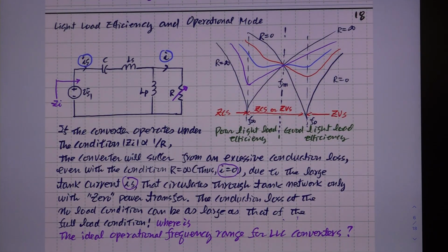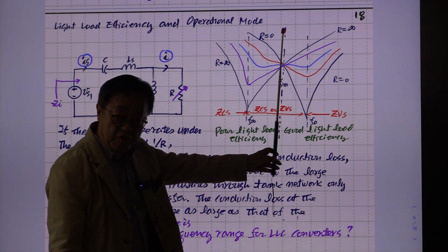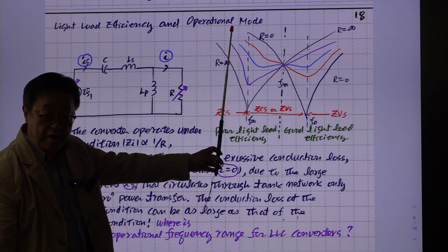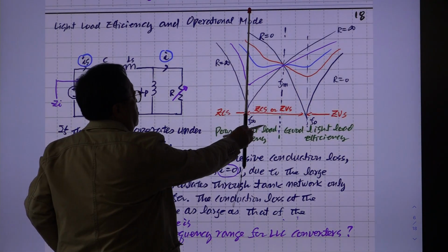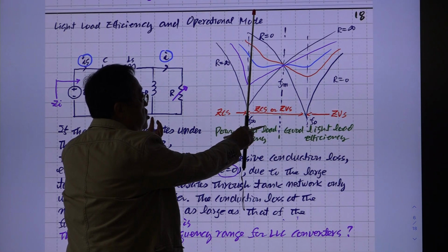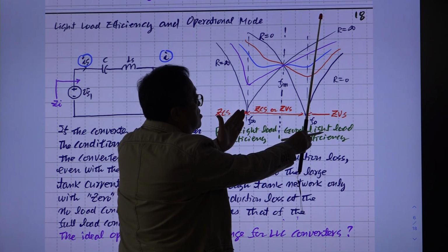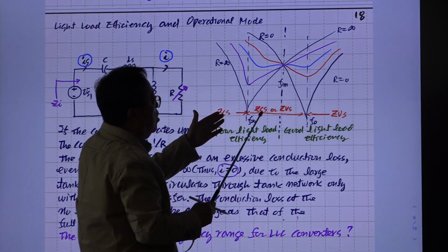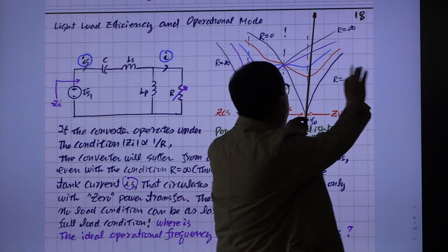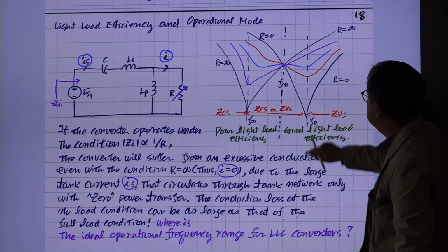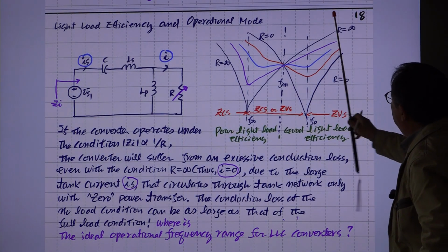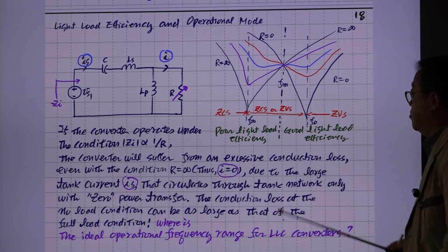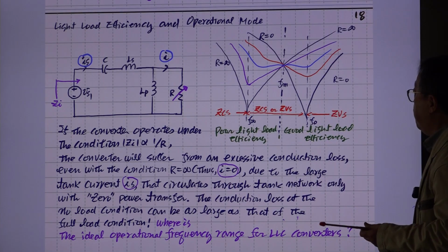So, line node efficiency and operational mode. If the converter operates under the condition of this region, with poor line node efficiency, you should avoid this operation. Below this frequency, the converter is in GCS operation, and in between these two resonant frequencies, for the large R you have GBS, and for the small R you have GCS. But above this F0, this resonant frequency, you have good line node efficiency and the GBS characteristics. So maybe this is the desired region for your converter.